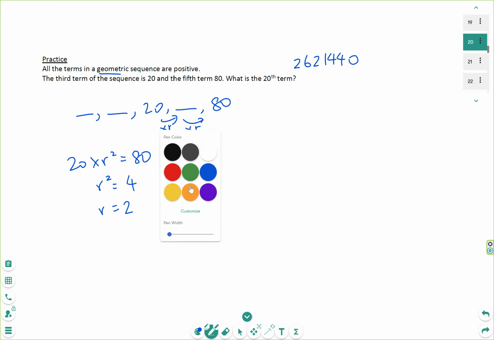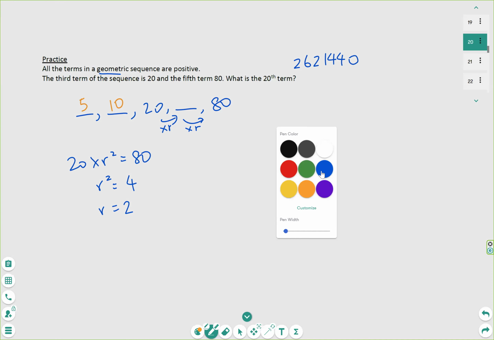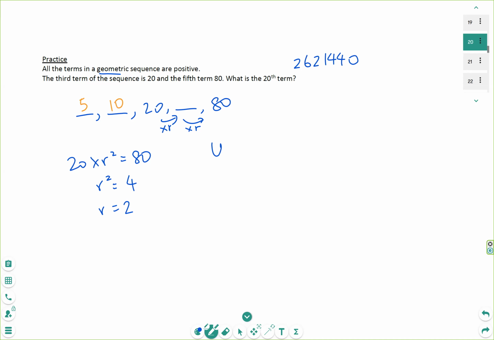So if r is 2, then I can work backwards. That will be a 10, and that will be a 5. So you don't have to show how you find a value. So u_20 equals a times r to the power of n minus 1. So a is 5, the ratio is 2, to the power of 20 minus 1, which is 2621440.